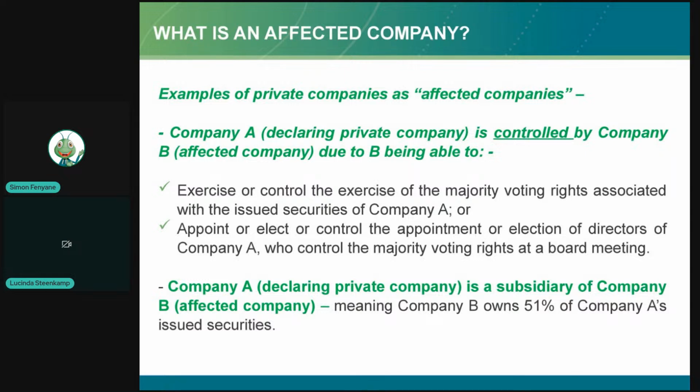Another example where company A is a subsidiary of company B, that is an affected company, meaning that company B, the affected company, owns 51% or more of company A's issued securities.